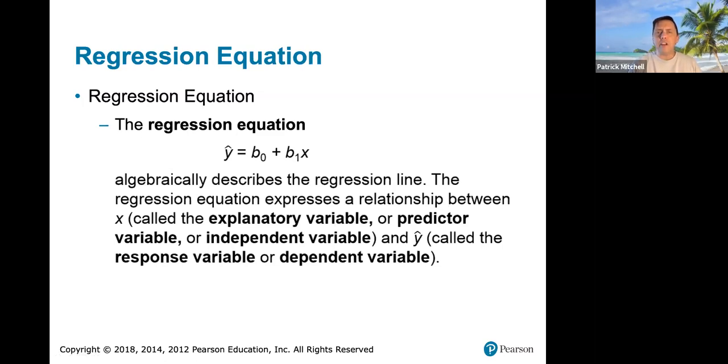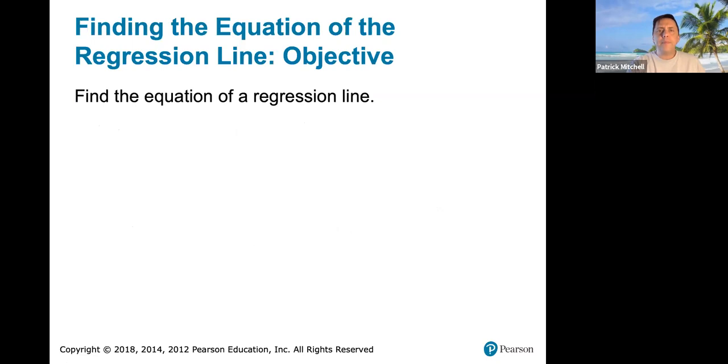The regression equation expresses a relationship between x, called the explanatory variable or predictor variable, or I usually call it the independent variable, and y hat, called the response variable or dependent variable. So the objective of this section is to find the equation of a regression line.